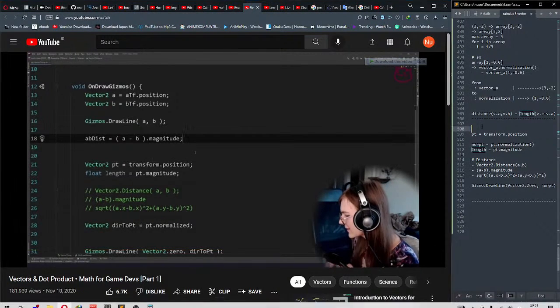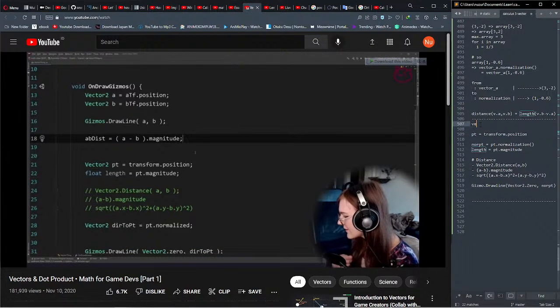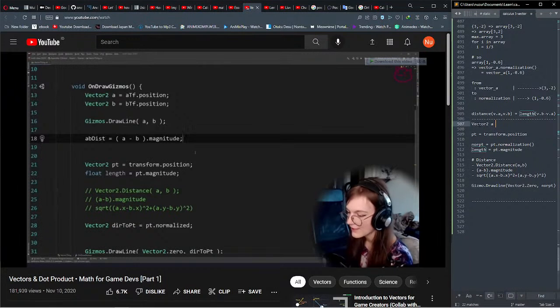Generally speaking, no one's going to get mad at you for doing a minus b dot magnitude instead of vector 2 dot distance. I don't think so. I mean, the first one might be slightly more esoteric because you sort of need to know the underlying math for that to be readable. But I think most people should know about that.